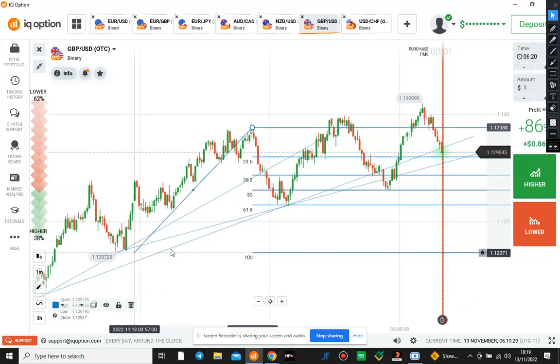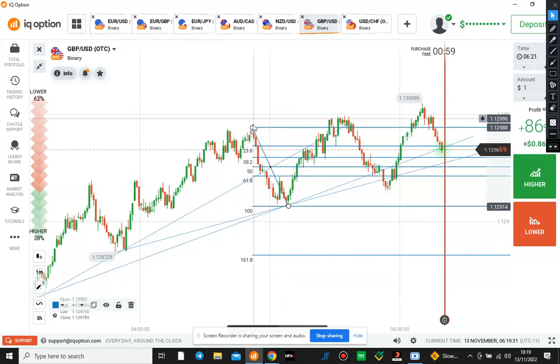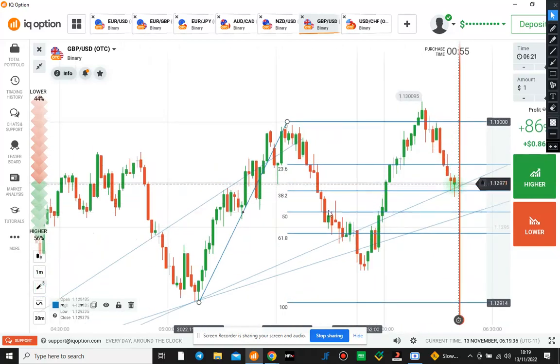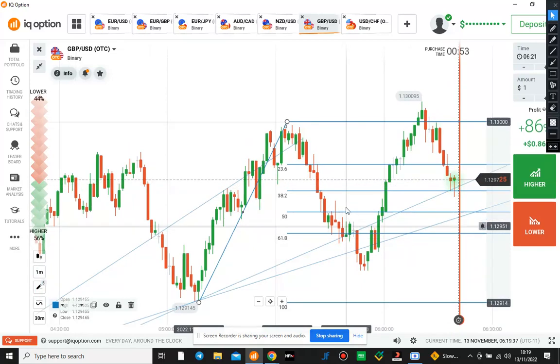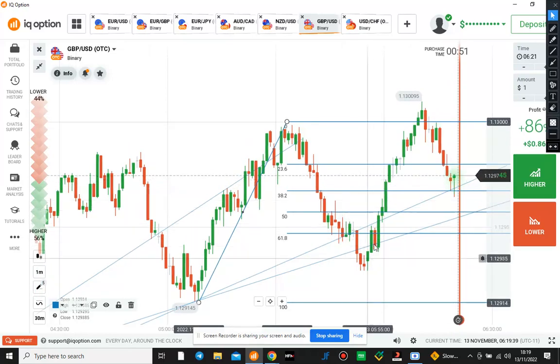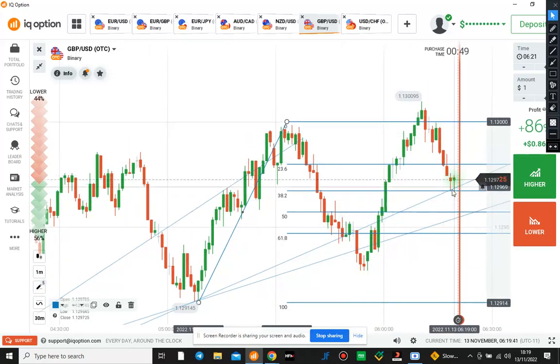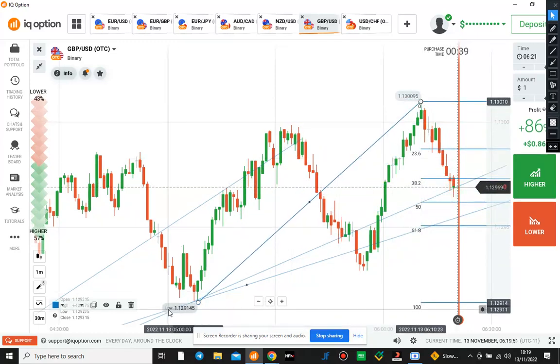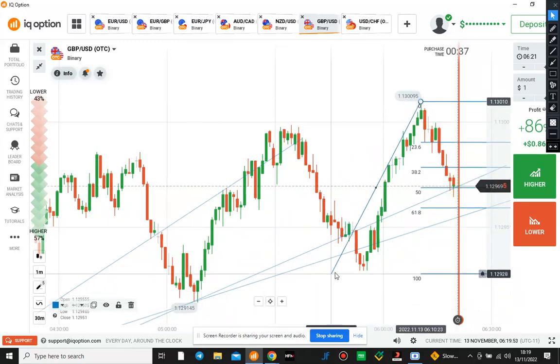Okay, so let's move the line. See, it's the 61.8 level, but the market doesn't reverse, and it finally reverses to the upside. Now, the price again is touching the trend line, but that's not how we're going to draw it. So let's say from here and here.